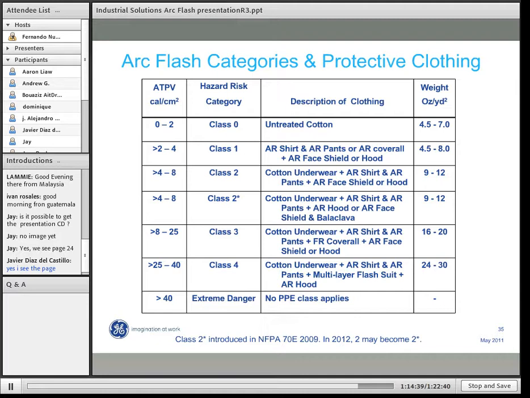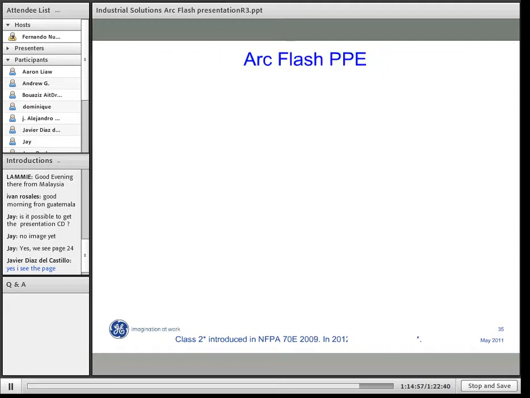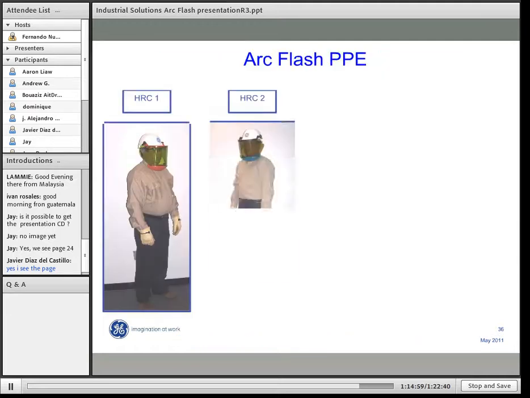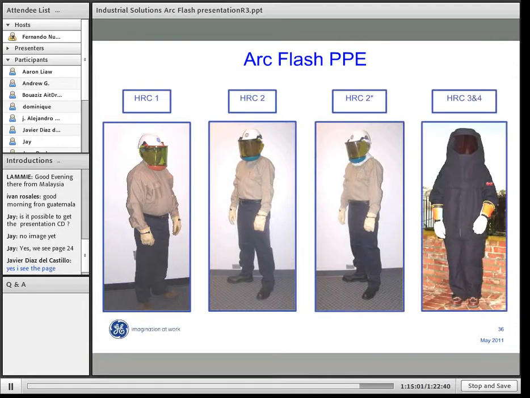There are basically about 6 different classes of protective clothing, from class 0, which is untreated cotton, to extreme danger, where nothing is going to protect you. Okay, so here are the classes. Category 1, 2, 2-star, and 3 and 4.